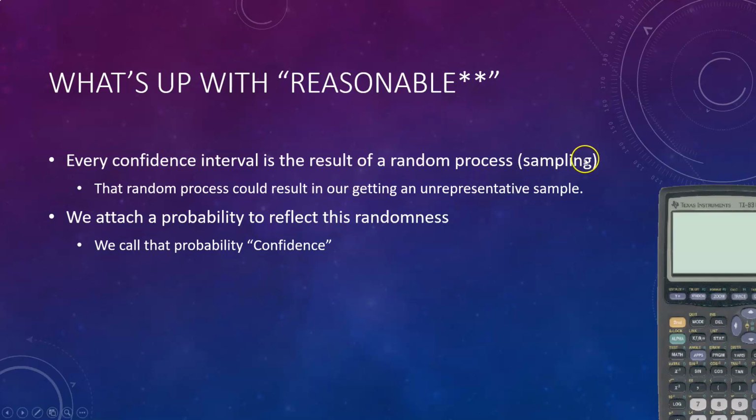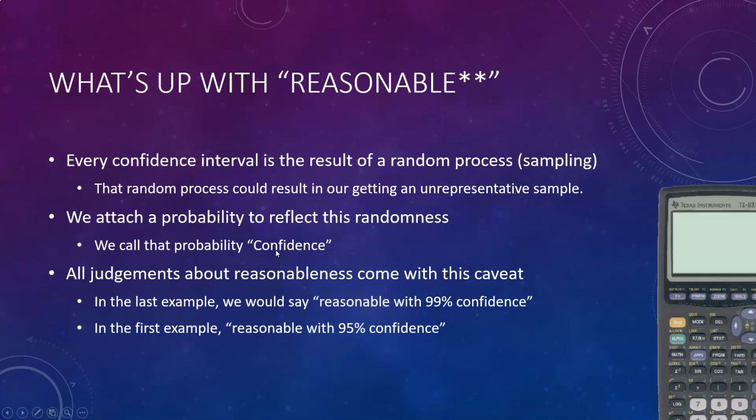Once I have a sample, I don't have any more probability because the random part is done. And everything else that follows from that sample is a mechanical process with no probability attached to it. The probability is in what kind of sample did we get. And so we use these wiggle words to avoid confusion. Instead of calling it straight up probability, we call it confidence.